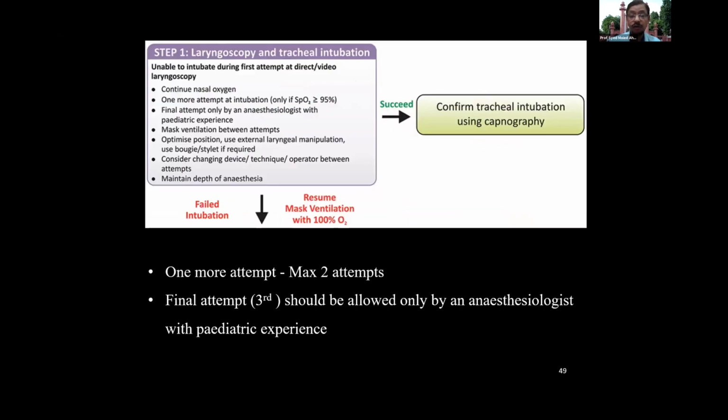So again, once you fail in the first attempt, one more attempt is given. So you are giving a maximum of 2 attempts, provided you are able to maintain oxygen saturation of 95%. But here there's a rider. If you have an experienced anesthetist who is primarily experienced in pediatric anesthesia, then you can give a third attempt. So a third attempt is only advised when you have a person who frequently manages these patients in pediatric patients. So this is very important. You need to know the change.